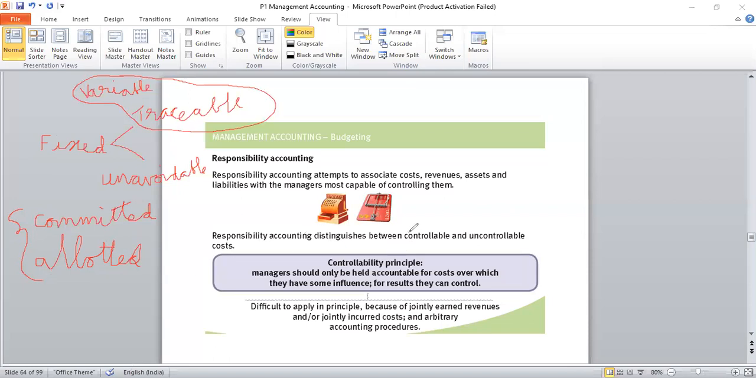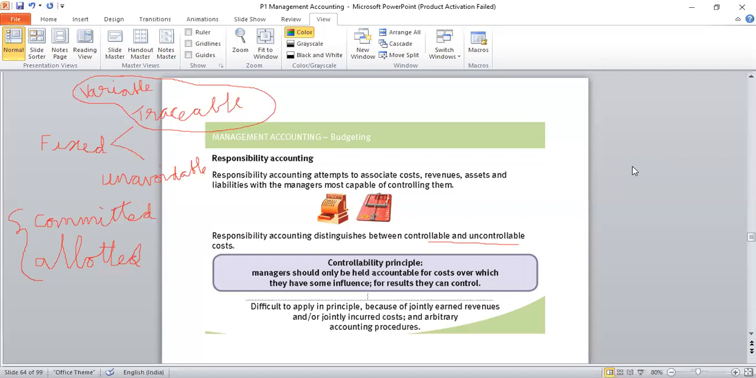So the responsibility accounting distinguishes between controllable and uncontrollable costs. The controllability principle says managers should only be held accountable for costs over which they have some influence, for results they can control. So the responsibility should be restricted or subject to the variable cost and the traceable fixed cost. It is difficult to apply in principle because of jointly earned revenues and jointly incurred costs and arbitrary accounting procedures. So in reality, it is very difficult to say that these are not under his purview.